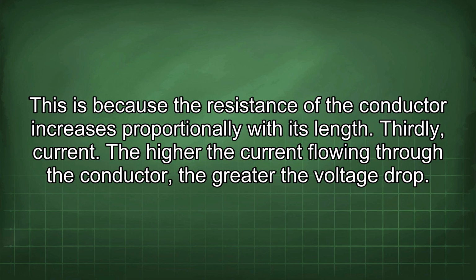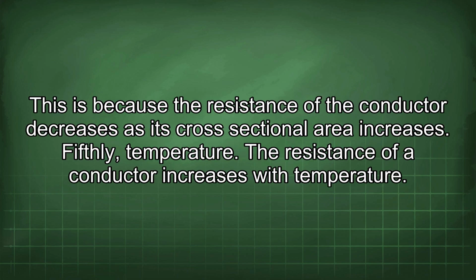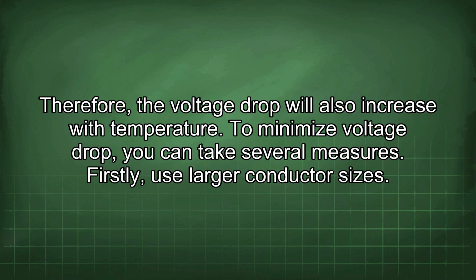This is because the resistance of the conductor increases proportionally with its length. Thirdly, current. The higher the current flowing through the conductor, the greater the voltage drop. This is because the voltage drop is directly proportional to the current. Fourthly, conductor size. The larger the conductor size, the lower the voltage drop. This is because the resistance of the conductor decreases as its cross-sectional area increases. Fifthly, temperature. The resistance of a conductor increases with temperature. Therefore, the voltage drop will also increase with temperature.